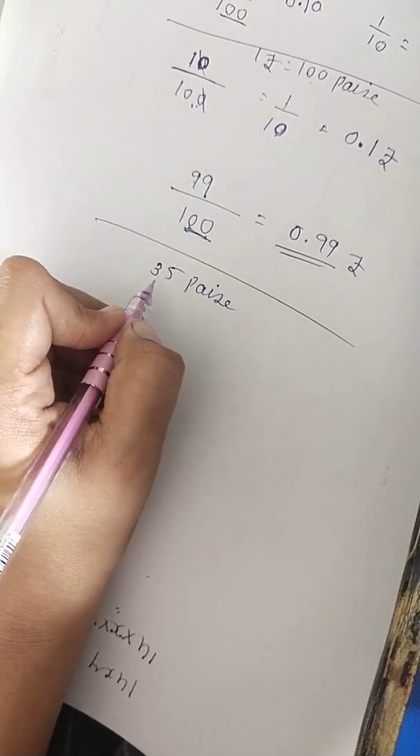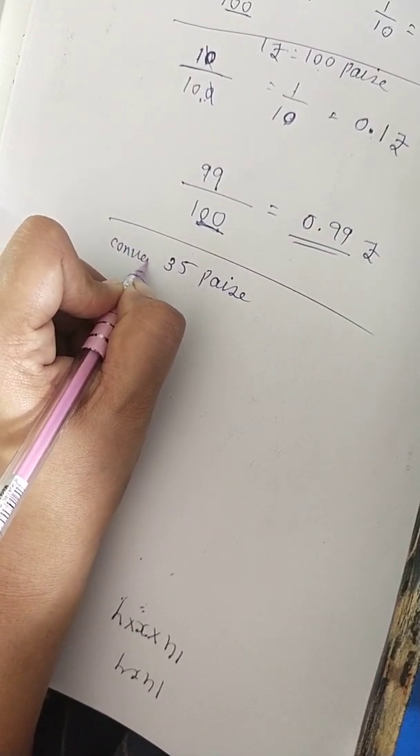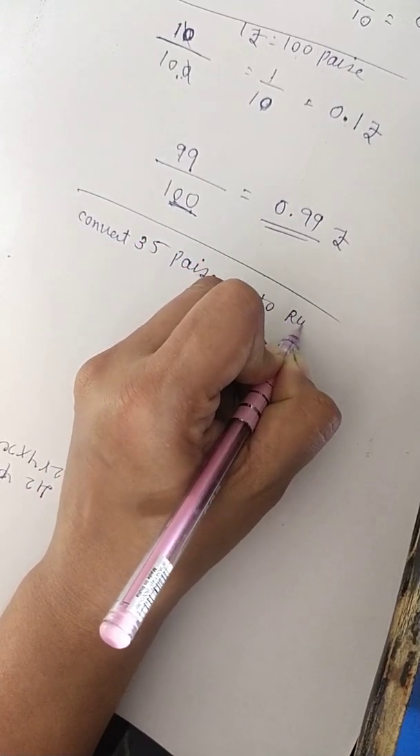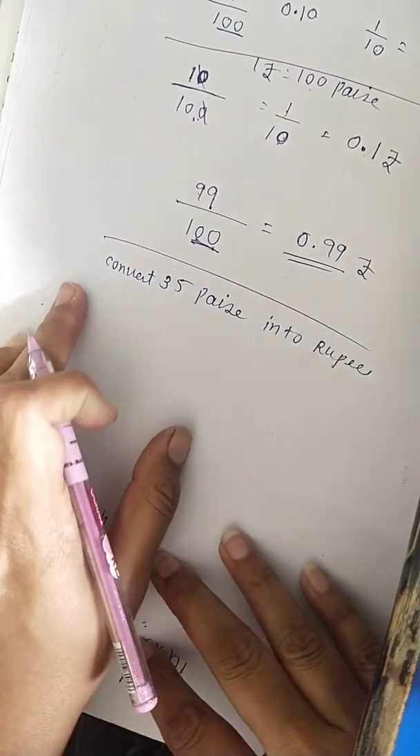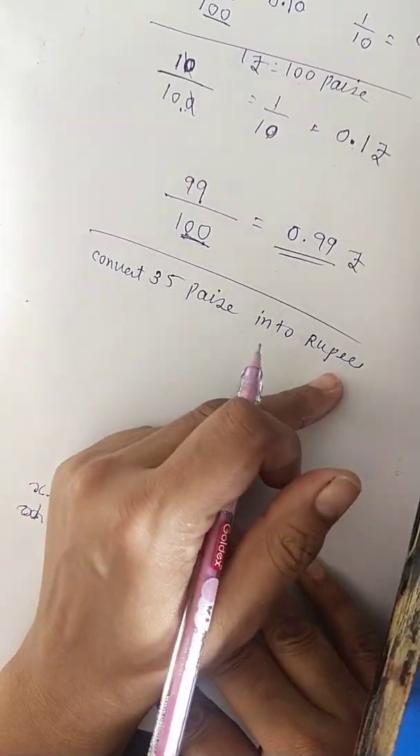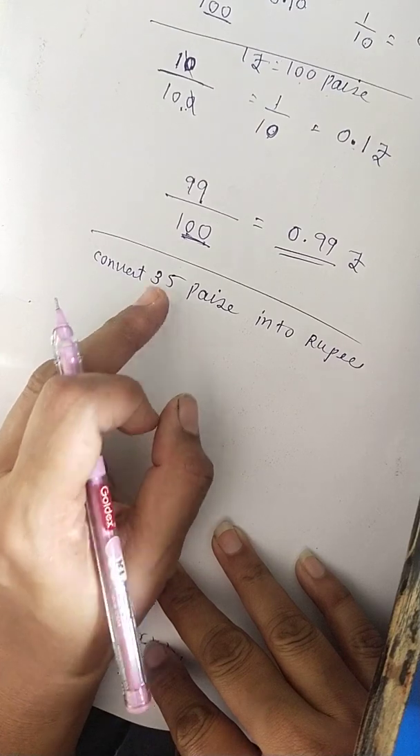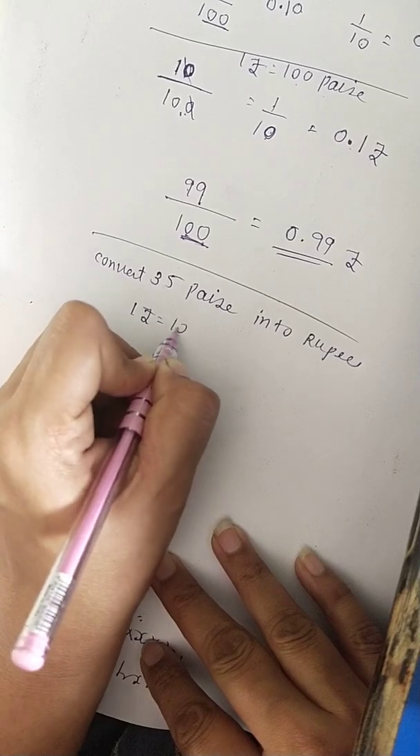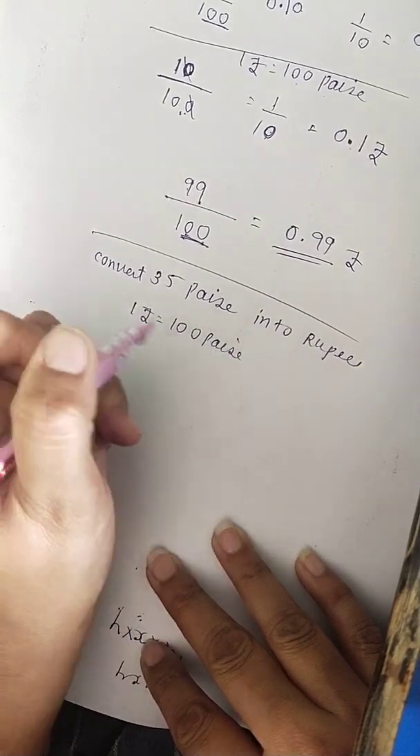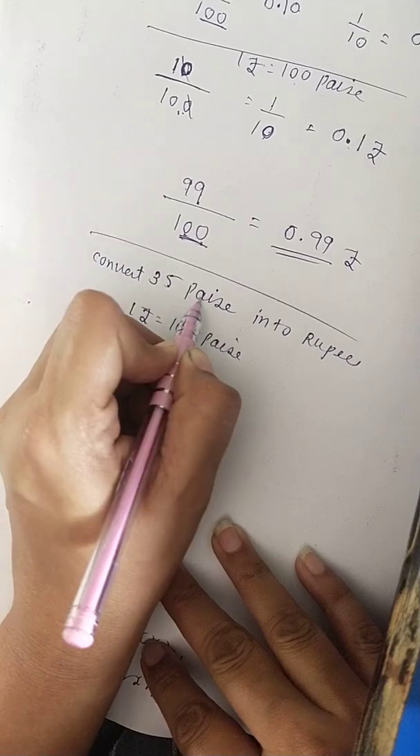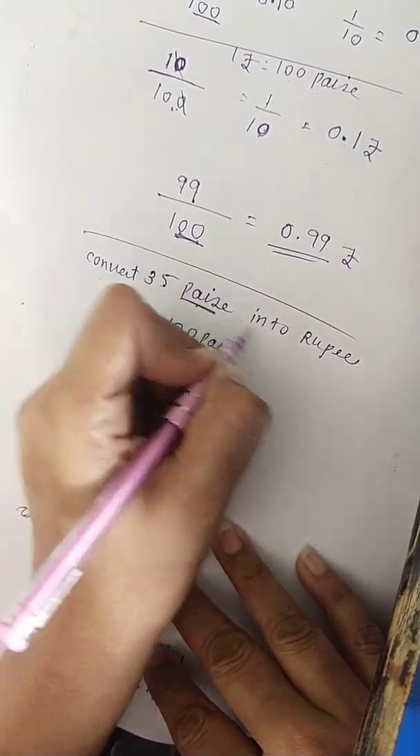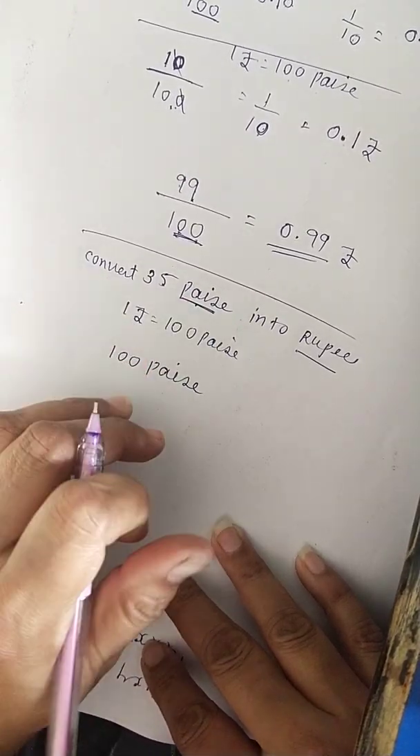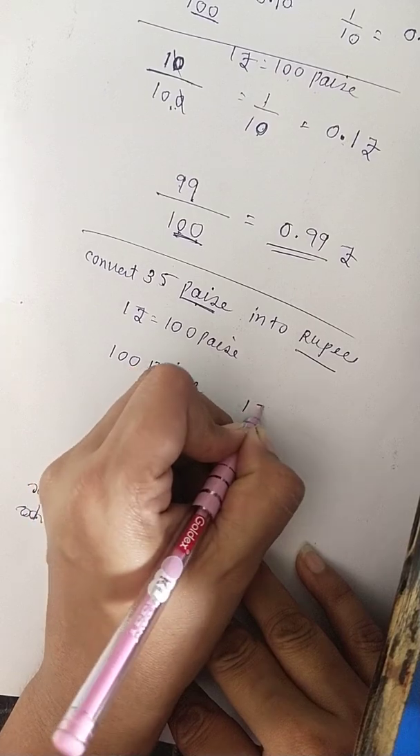Okay, so you can do it this way, students, with 35 paise. Suppose the question is: convert 35 paise into rupee. What is given? Convert 35 paise into rupee. It means 1 rupee is equal to 100 paise. Here we have to convert paise into rupee, so we write 100 paise. First write the paise. 100 paise is equal to 1 rupee.